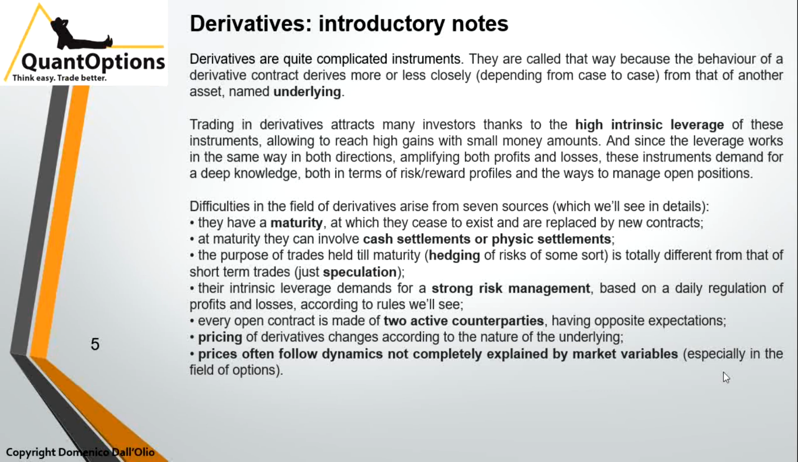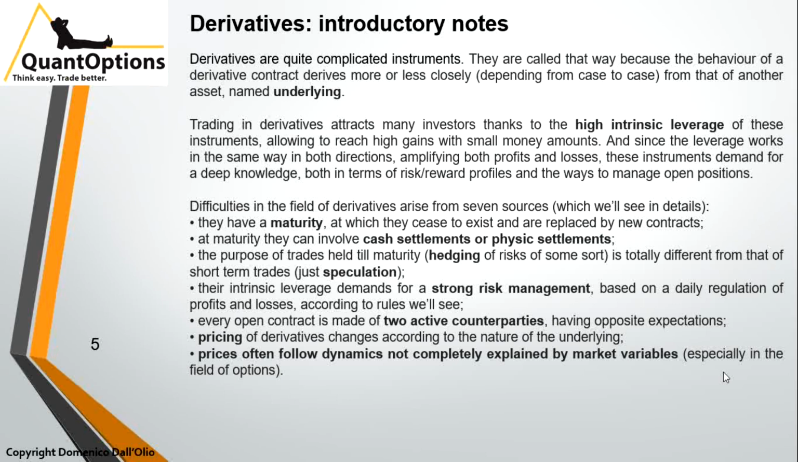Trading in derivatives attracts many investors, first of all, thanks to the high intrinsic leverage of these instruments, which allows one to reach high gains with small money amounts. But pay attention, because the leverage works in the same way in both directions, and this means that if you're on the wrong side of a trade, your losses could be very, very high. These instruments demand a deep knowledge, both in terms of risk-reward profiles and the ways to manage open positions. Difficulties in the field of derivatives arise from 7 sources, which we will see in full details going forward.